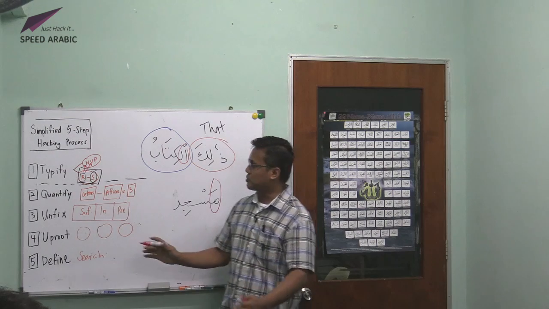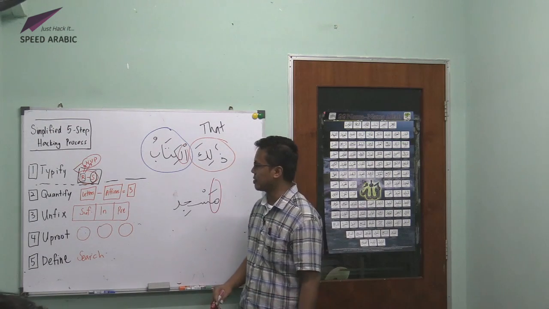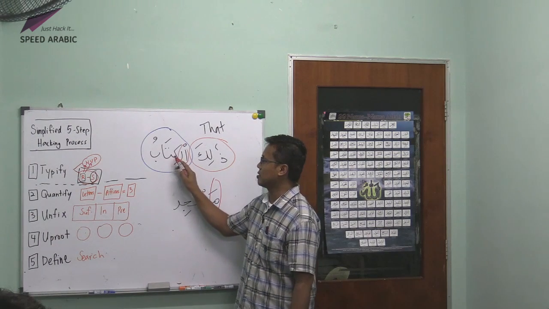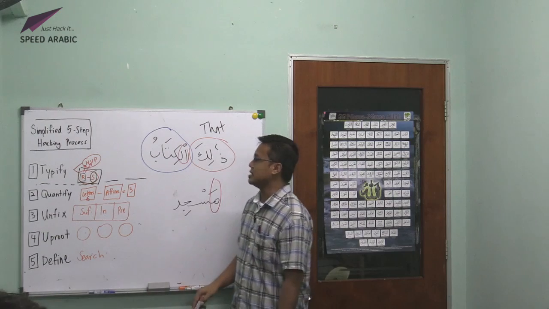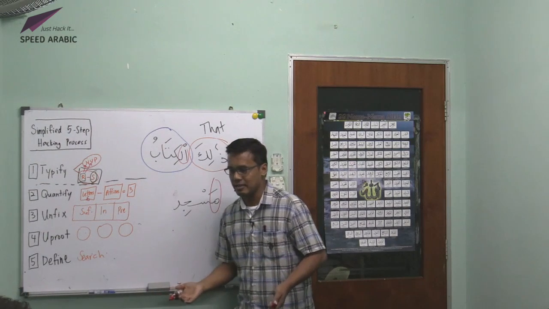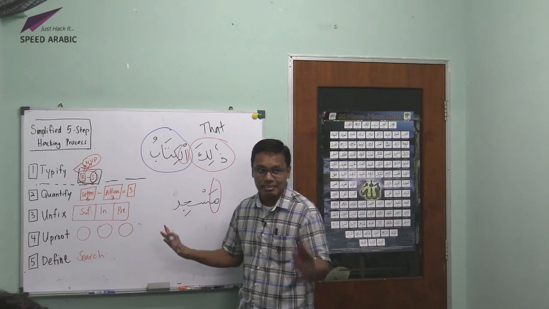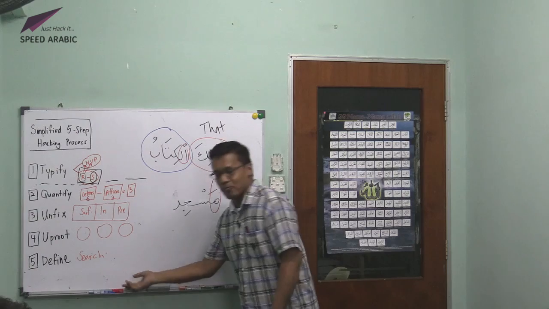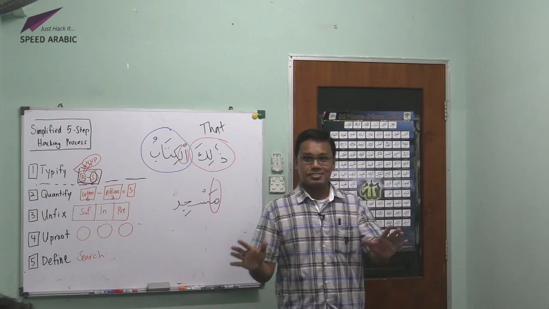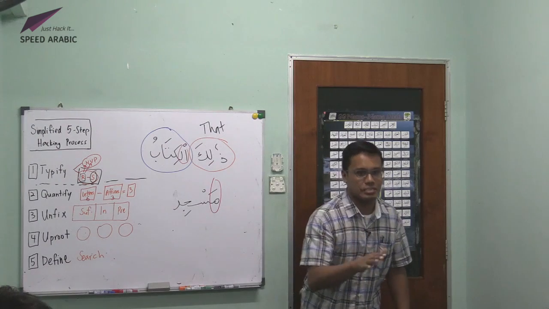Step 2, what do you do in step 2? Quantify. How many? 6 letters. That means how many affixes are there? 3 affixes are there. Done. That's step 2. Okay? Now, any questions? Good? Okay. Now we go to step 3.